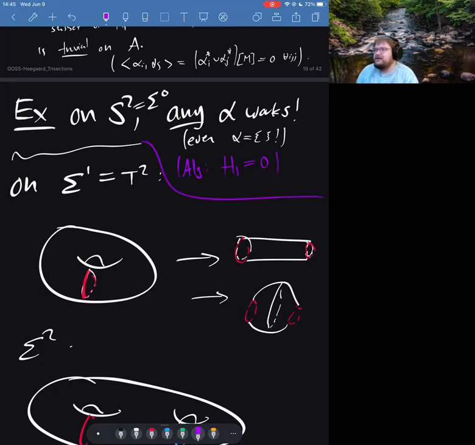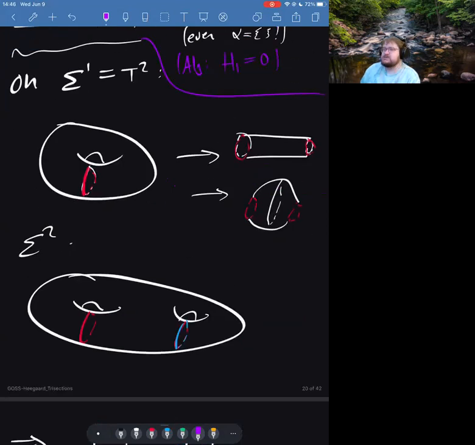Or, right, pick a simple closed curve on the sphere. Okay, now try to pick a different one that's homotopically disjoint from it. Well, no, you can't do that. What about on the torus? So what are possible cut systems on the torus?